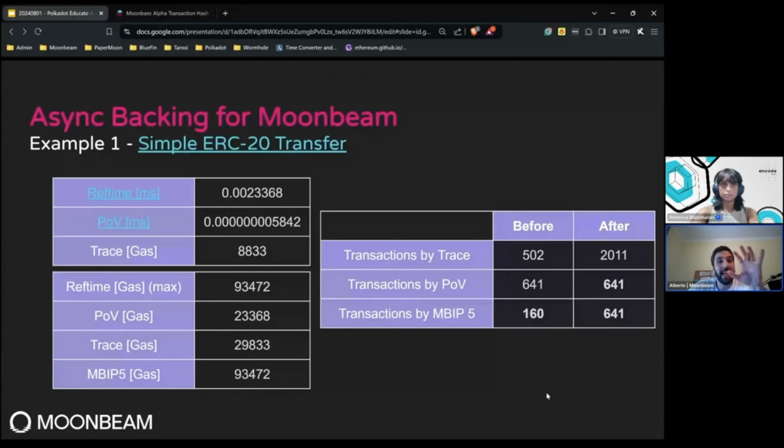And so this means that a simple ERC20 token transfer before async backing, we could do 160 in a single block, and after async backing, we can do 641. So it's not 8 times more, which is actually this value here. If it's only by execution time, it's a little bit less than 8 times more, but it's still a good improvement, right? It's from 160 ERC20 token transfers, now we increased it to 641. That's a pretty decent increase, 5x probably, more or less 4x. That's pretty good, I would say.